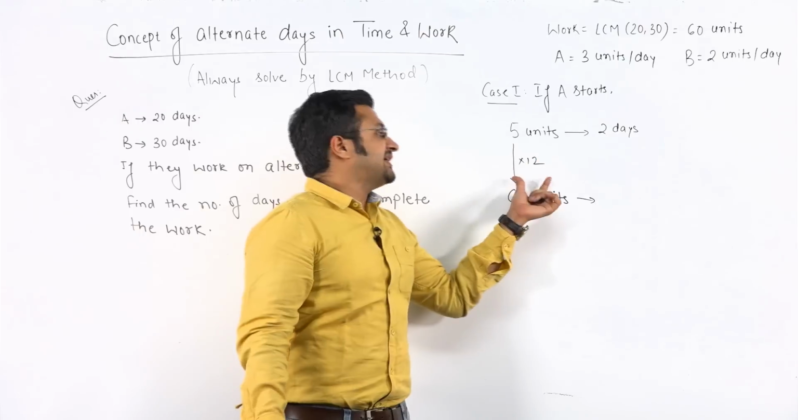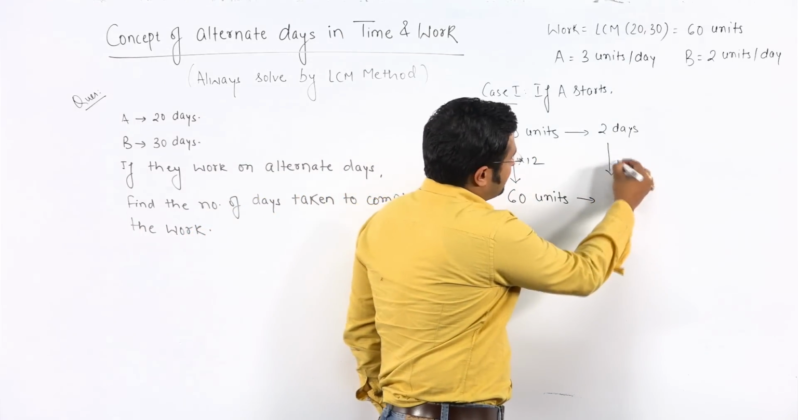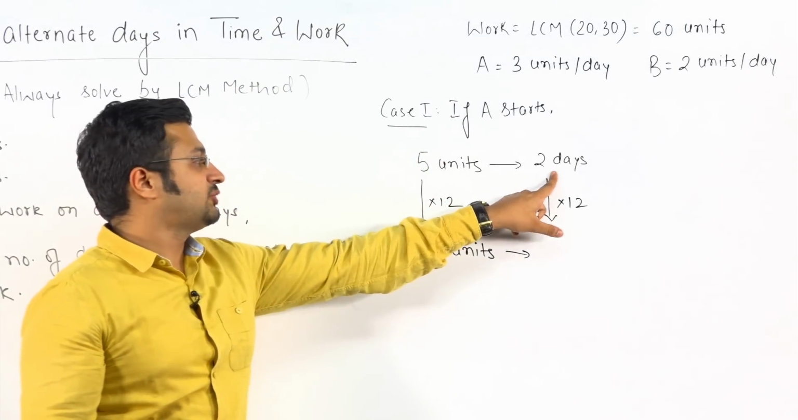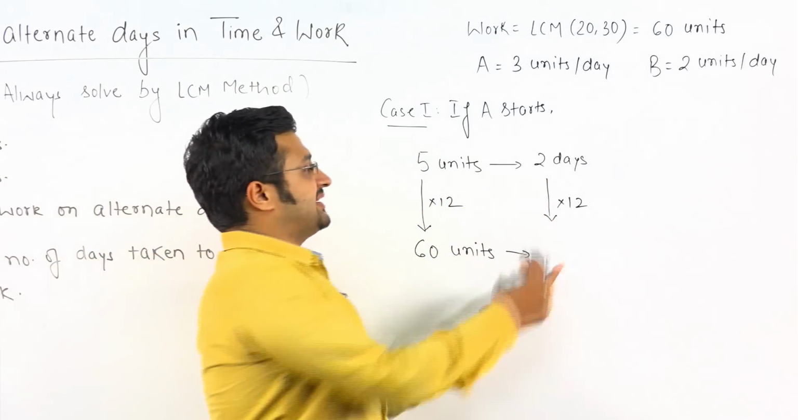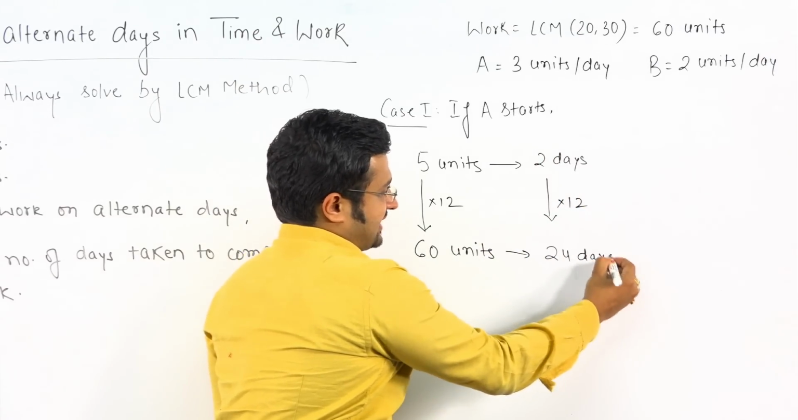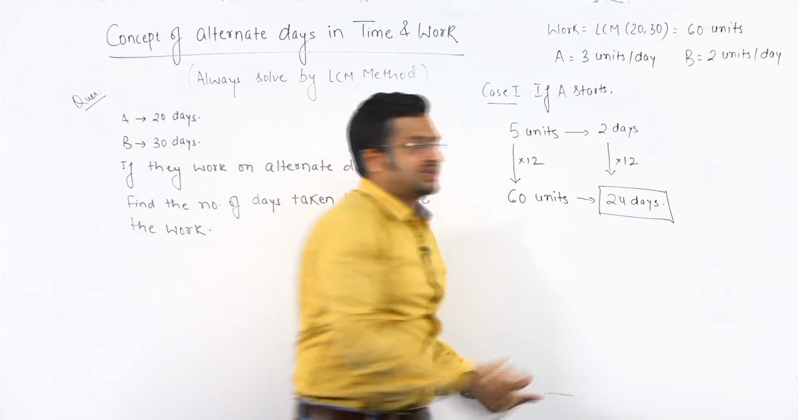So on the left hand side, if you are multiplying by 12, on the right hand side you have to multiply by 12. That means if 5 units are getting completed in 2 days, 60 units will be completed in 2 into 12. That means how many days? 24 days. So your answer is nothing but 24 days.